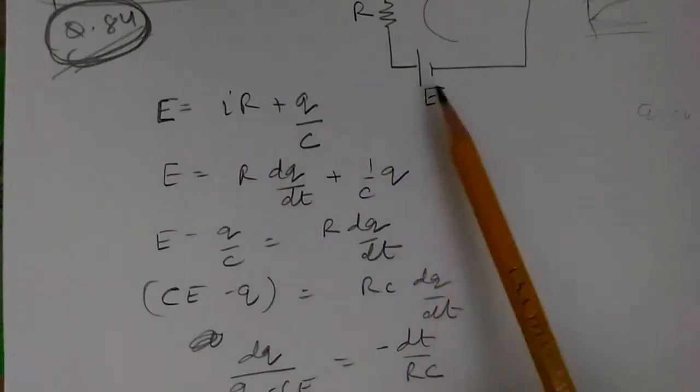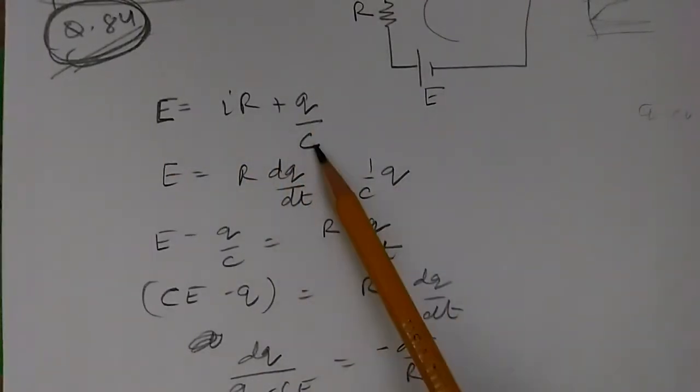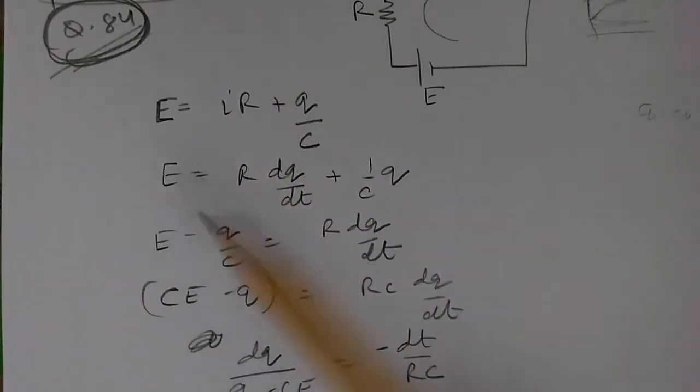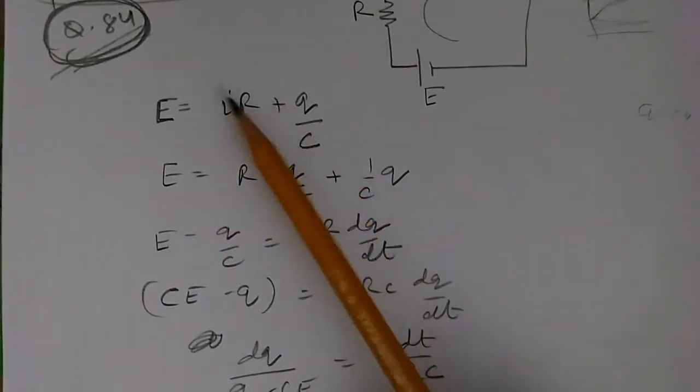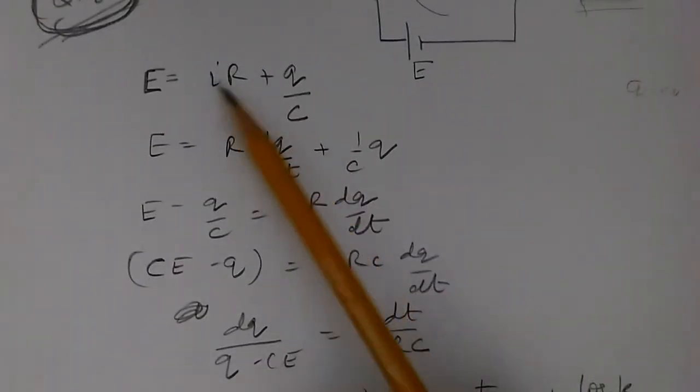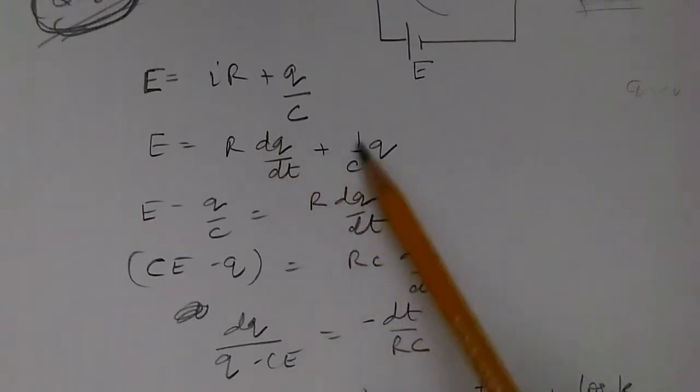E is constant, the battery is not changing, the resistance is not changing, the capacitor is not changing, but I is changing with time. But we want everything in one variable, and we want to solve for Q. So we write I as dQ by dt. So this whole thing becomes R dQ by dt plus 1 by C Q.